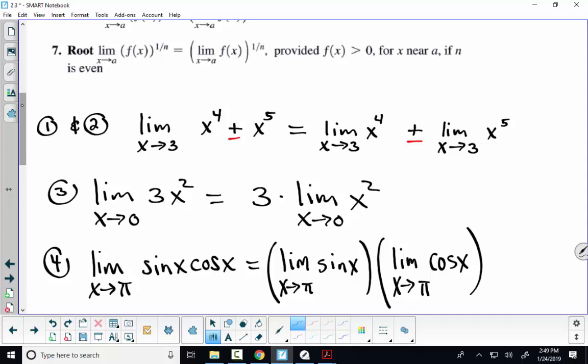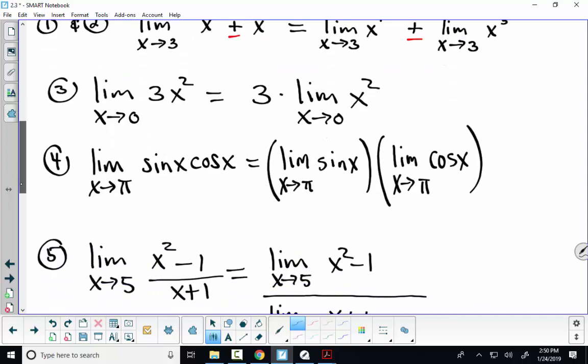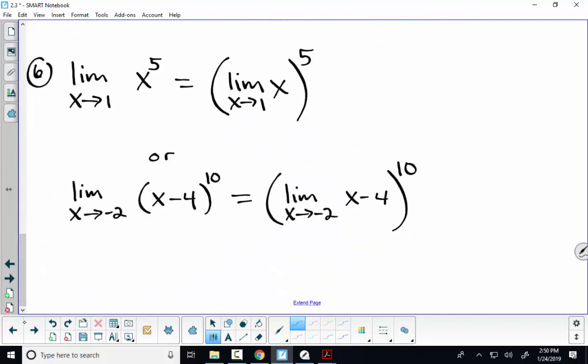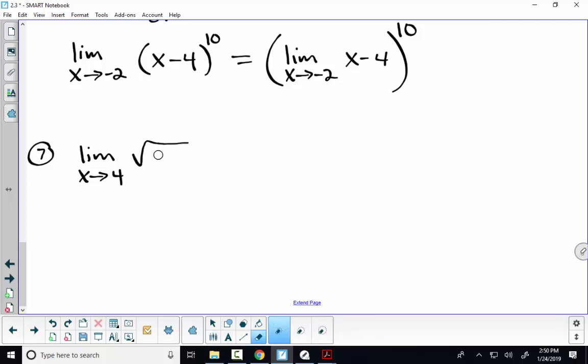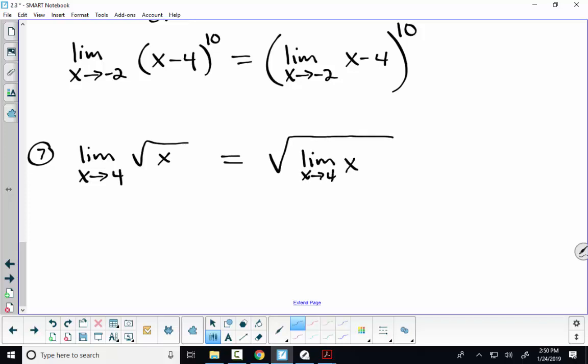So provided that the function is greater than 0, if n is even. So if n is even, then we have 1 over 2, that's the square root, 1 over 4 is the 4th root, right? So that's really the only thing, just like division by 0, we have to worry about. So like the limit as x approaches 4 of the square root of x we could write as the square root of the limit as x approaches 4 of x.